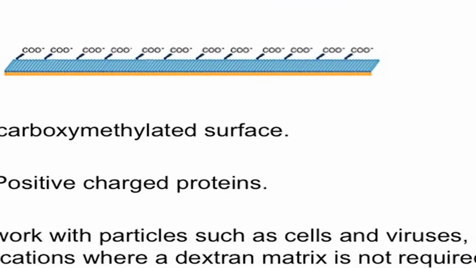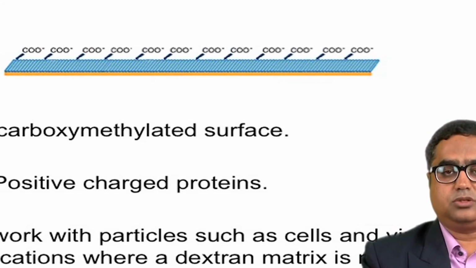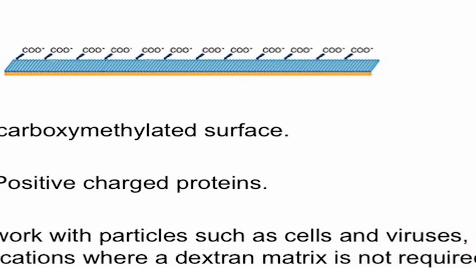Coming to another sensor chip, the C1 sensor chip. C1 does not contain any dextran. It is a flat bed of carboxymethylated surface, very good with positively charged proteins, and can be used again with cells and viruses for a total immobilization of cells and viruses. It has been used by many in the literature for immobilization of bacterial cells and mammalian cells, and is useful for studying interactions at the cellular level.